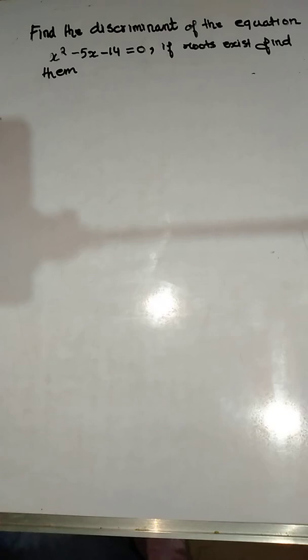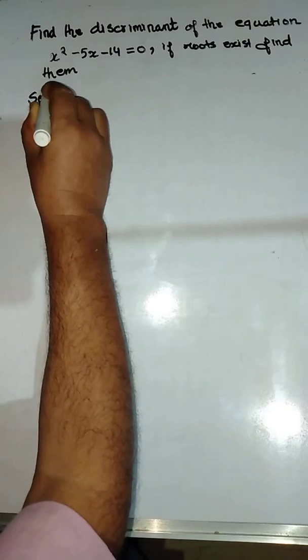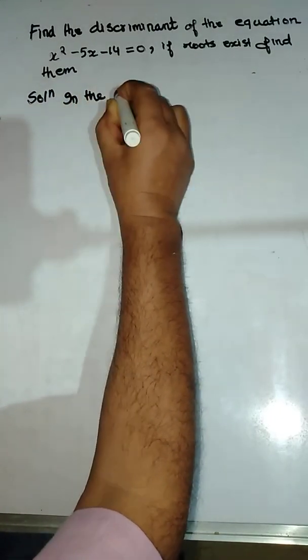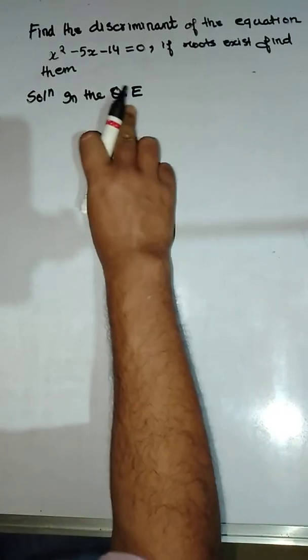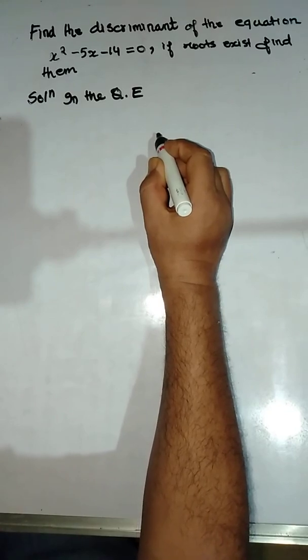Now here it says find the discriminant of the equation x squared minus 5x minus 14 is equal to 0. If roots exist, that means if you have a discriminant greater than 0 or equal to 0, find those roots. So the first thing that you need to do in your solution is write the quadratic equation. Mind you, I'm just writing QE for time purposes. In the exam, please do write the full form.